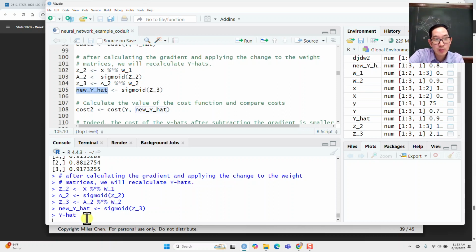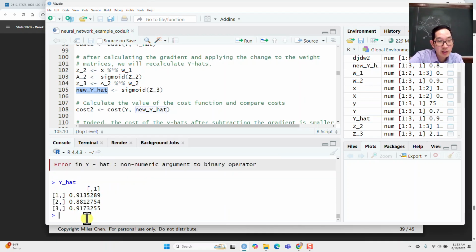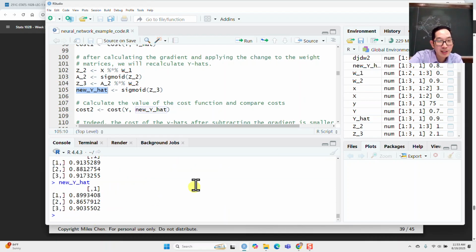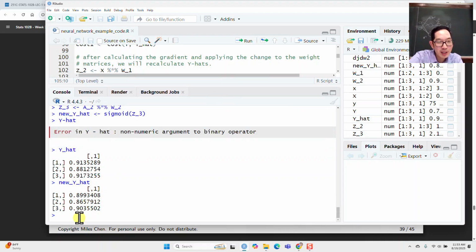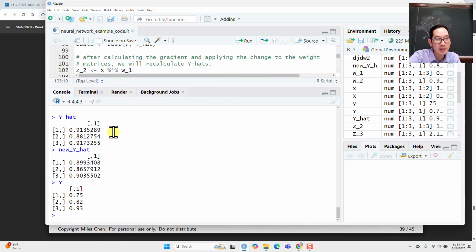So my previous predicted values were that, and my new predicted values are this. Are these any better? The actual values of y are this. We went from 0.913 down to 0.89. The true value is 0.75, so that does seem better. We went from 0.88 down to 0.86, and the true value is 0.82, so that does seem better. And we went from 0.917 to 0.903, and the true value is 0.93. So this one didn't get that much better. This actually went in the wrong direction, but we got closer for the first two, and went in the wrong direction for the third one, but we'll evaluate from there.